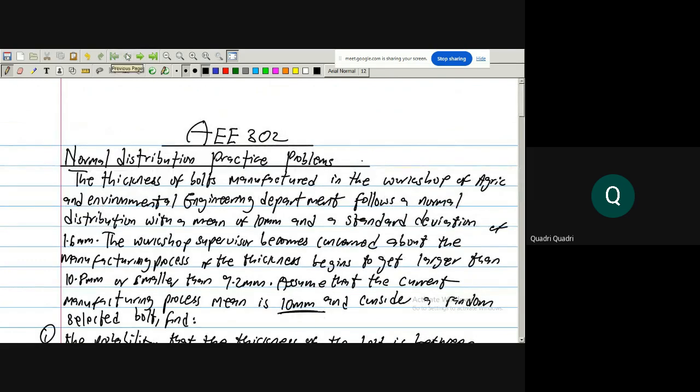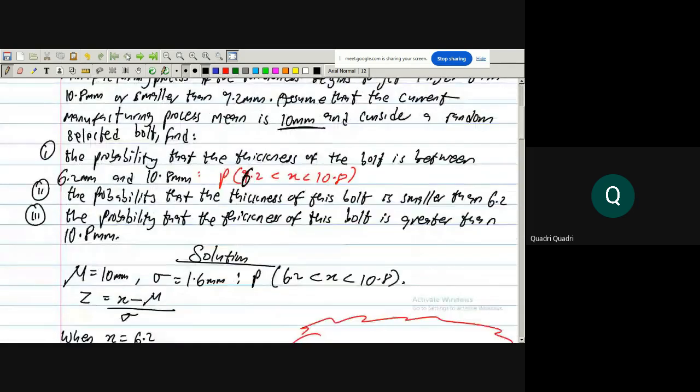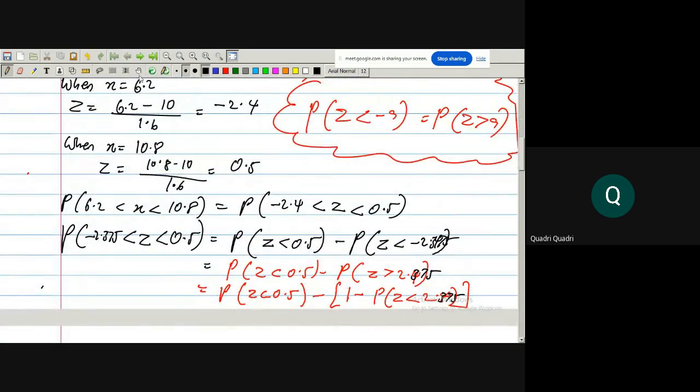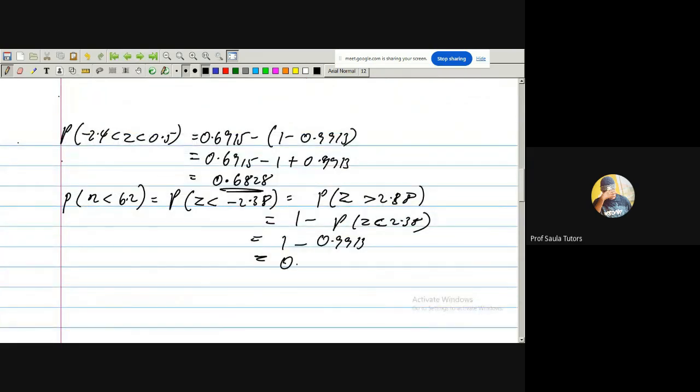0.88. 0.0087. 0.00. Yes, 87. So that's for that.